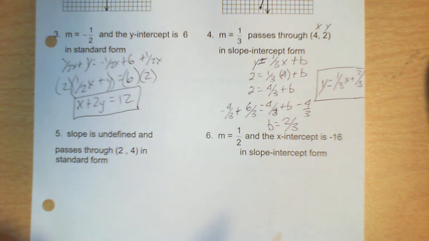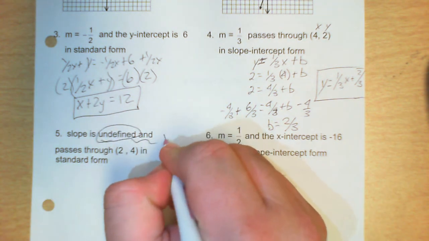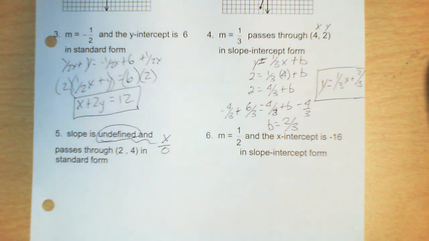Now, a slope is undefined if I have this. This is undefined. If I have a slope with 0 in the denominator, that's not possible. Why? Because I can't do that. I can't divide something by 0. You put that into any calculator, and unless it's made by a second grader, that calculator will tell you, error.